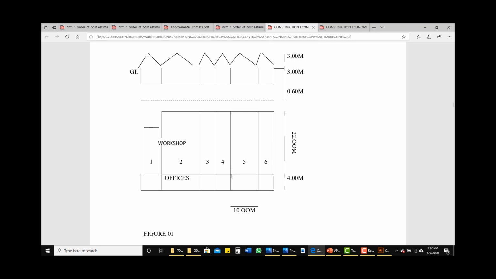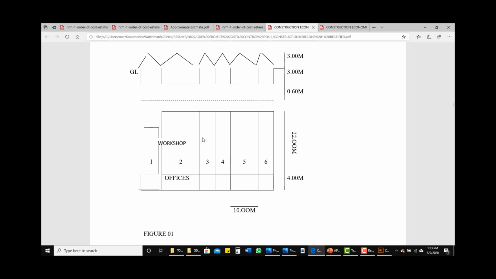If this is a detailed drawing, we will call this a grid line, this is a grid line, this is a grid line. So in between two grid lines, we have 10 meters. So 10 multiplied by 6 gives us 60. That means the length of the building is 60 meters. For the workshop, the breadth is 22 meters, while that of the offices is 4 meters. Then we have the section here where we can clearly see the height of the building too.